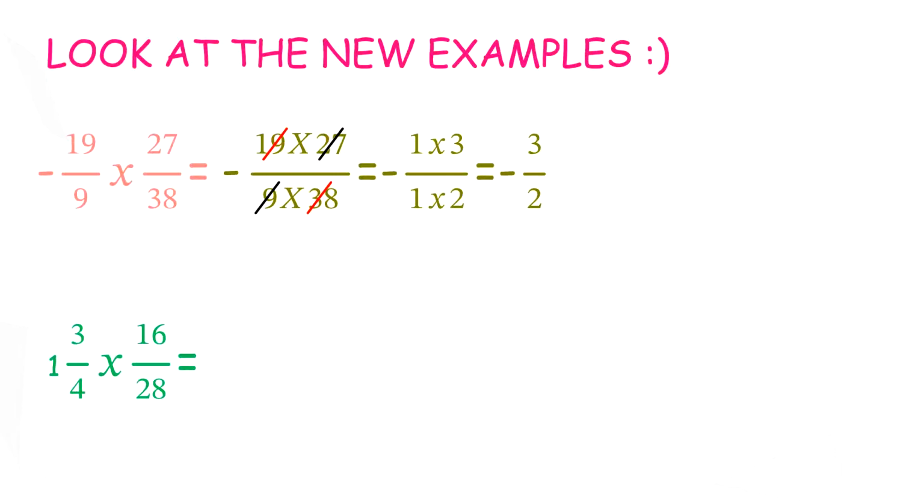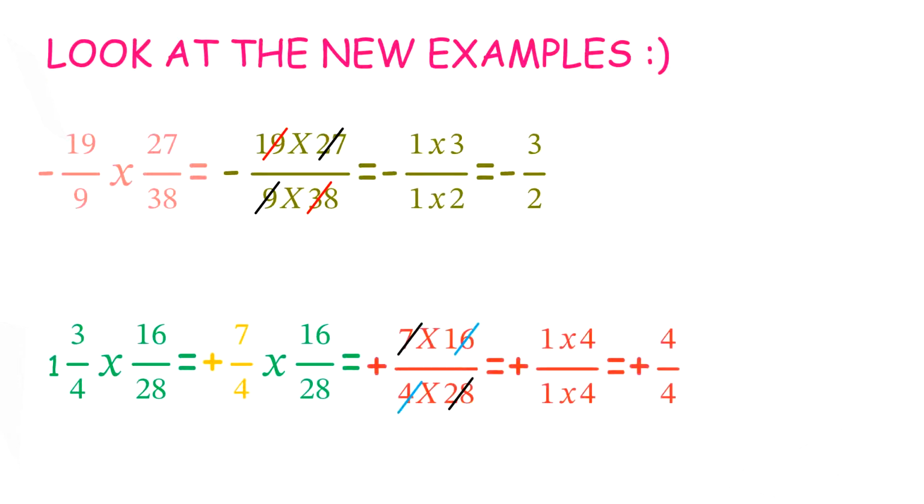In the second one, we have a mixed number. Since the improper fraction didn't change our solution steps, we should convert this mixed number to an improper fraction. Now our operation is 7 over 4 times 16 over 28. Then we will simplify them with both 7 and 4. I think we are done.